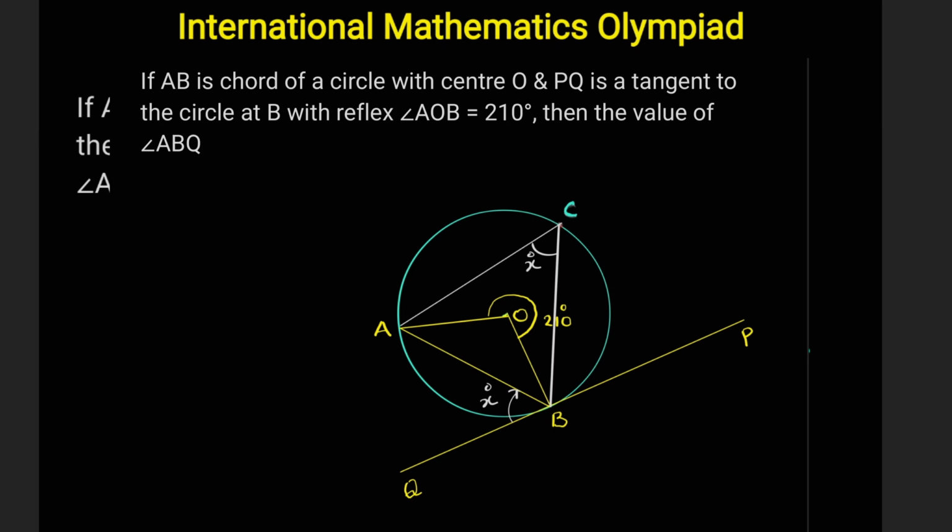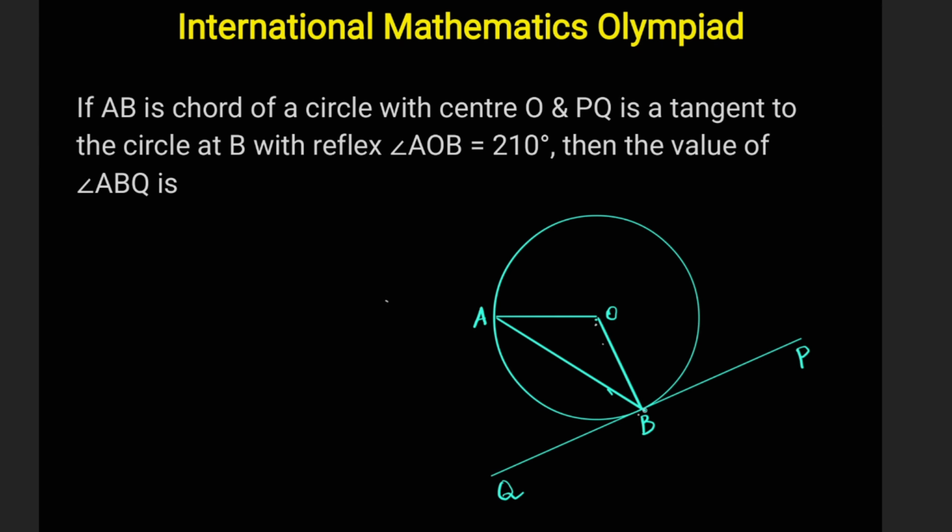If AB is a chord of the circle with center O, and PQ is the tangent at B, touching the circle at point B. This B is called the point of contact. With reflex angle AOB equal to 210 degrees.